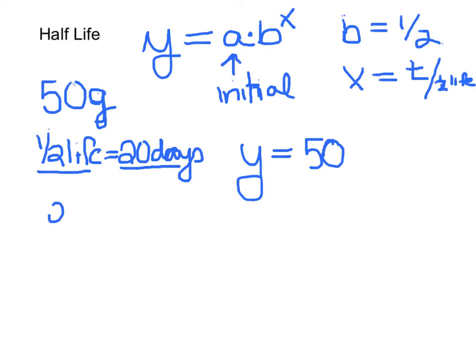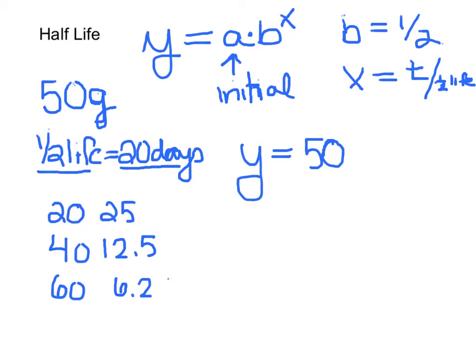So on day 20, you'd have 25 grams of the substance. On day 40, you'd have 12.5 grams of the substance. On day 60, you'd have 6.25 grams of the substance, and so on. And so each time I'm having half as much, so in a half-life problem, B is always a half. But what number goes here is usually confusing to students and a number they often get wrong.